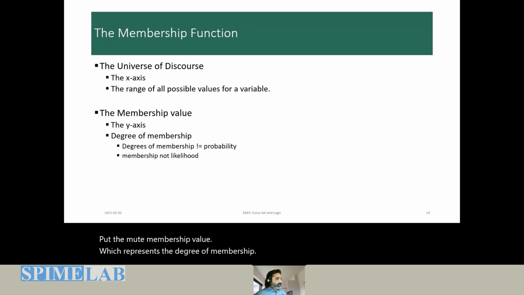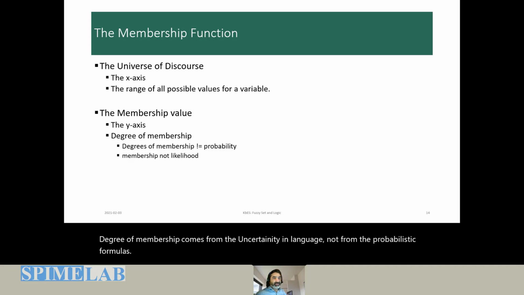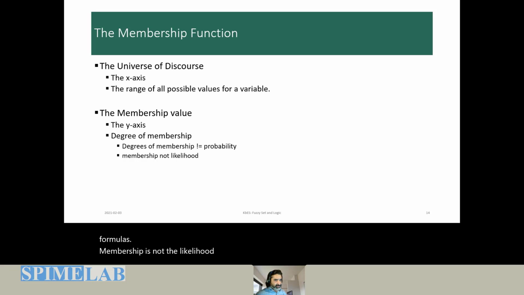Degree of membership is not equal to probability. This is very important. In fuzzy logic, degree of membership does not correspond to the probability of belongingness. Degree of membership comes from the uncertainty in language, not from probabilistic formulas. Membership is not the likelihood, but the uncertainty.